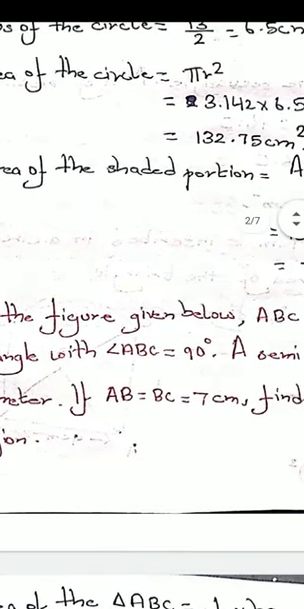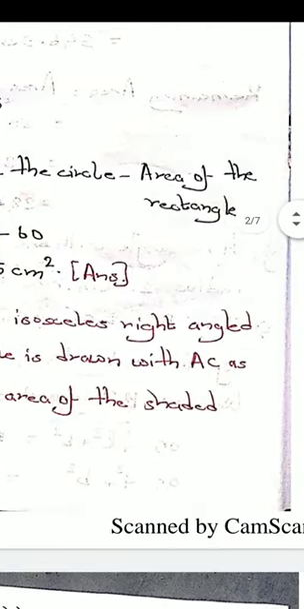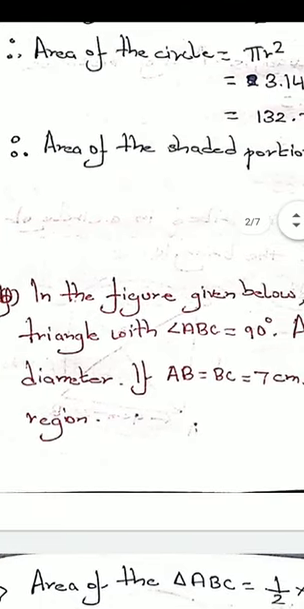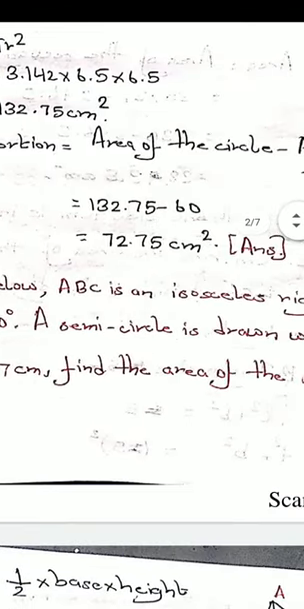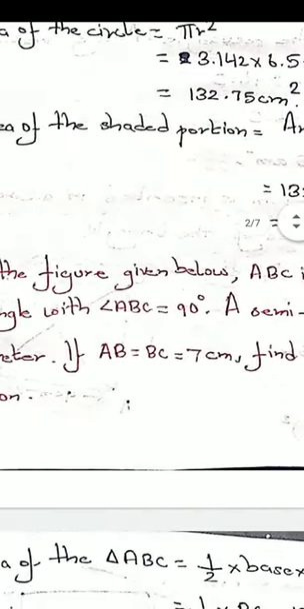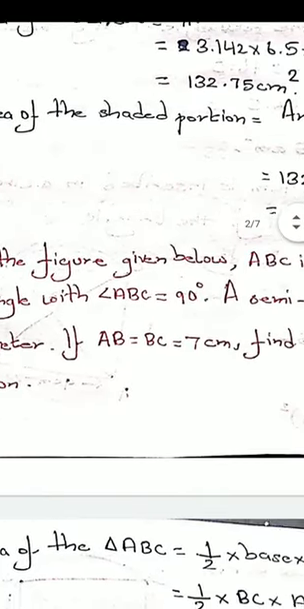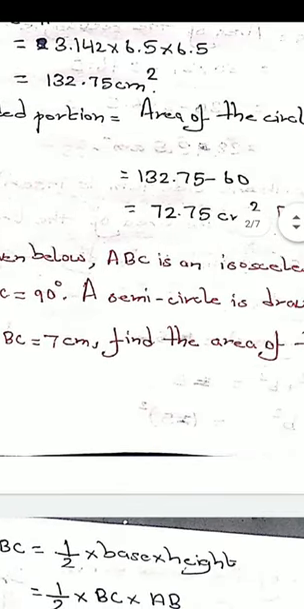In the figure given below, ABC is an isosceles right-angled triangle with angle ABC equals 90 degree. A semicircle is drawn with AC as diameter. If AB equals BC equals 7 centimeter, we are discussing about isosceles triangle.